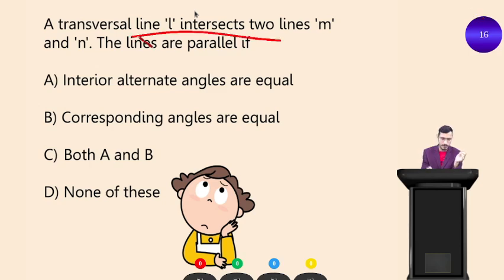So students, we already discussed that. When lines are parallel, what conditions are satisfied? A transversal line L intersects two lines M and N. The lines are parallel if, yes, very good. The right answer is option C, both A and B.